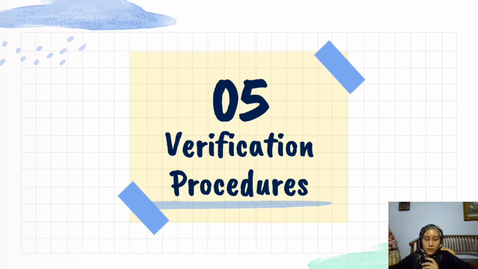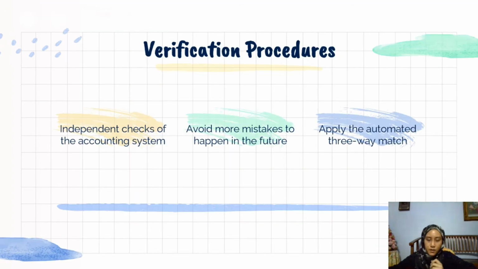The fifth one is verification. The verification procedure is important because it is an independent check of the accounting system to identify errors and misrepresentation. Errors and misrepresentation should be identified early to avoid more mistakes in the future. The company could apply an automated three-way match to avoid this problem.